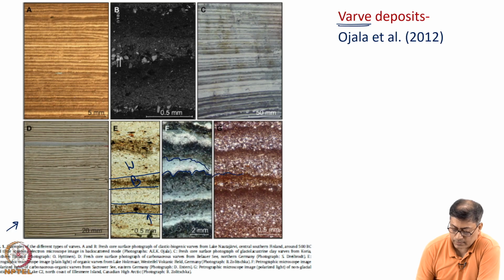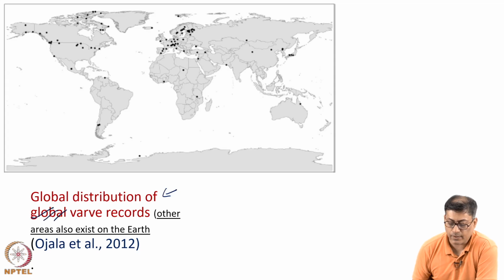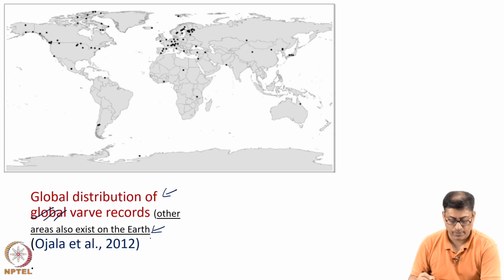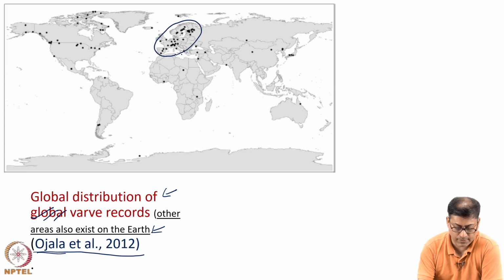Also, in the right hand bottom image, this is a global distribution of the varve records, but note that there can be also other plots on the globe. At least as per Ojala et al. 2012, very few varve records are there in Asia. Most of the records he is documenting are from the Scandinavian countries and further west, scattered examples.